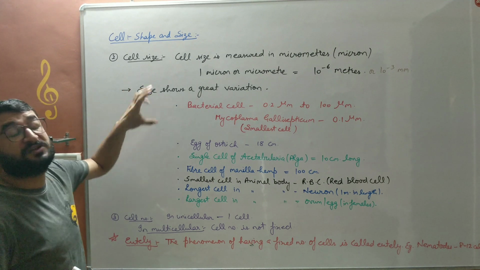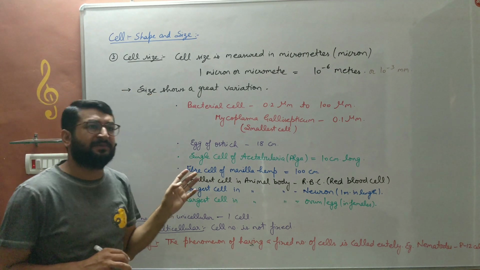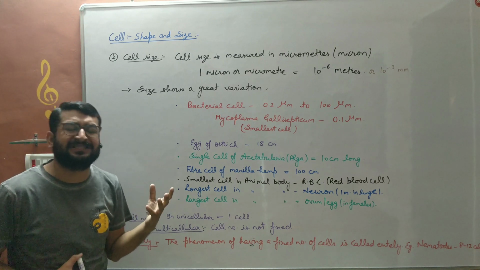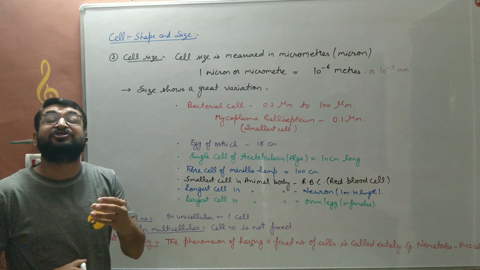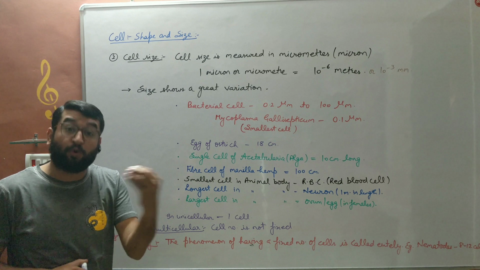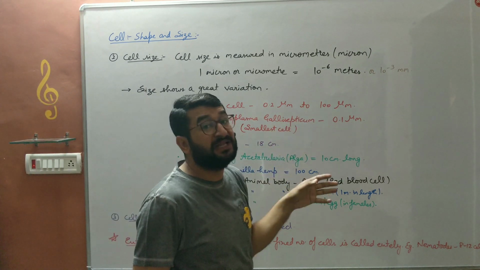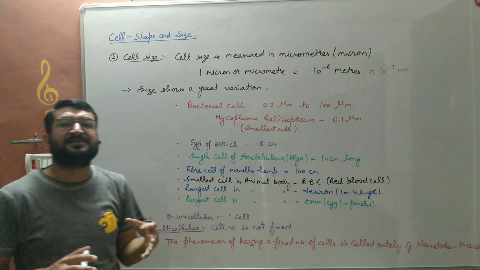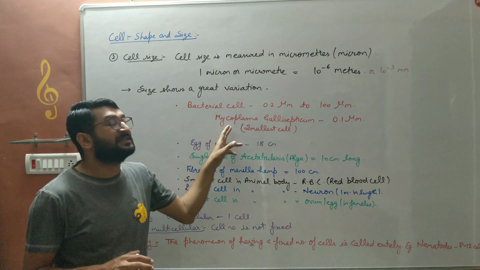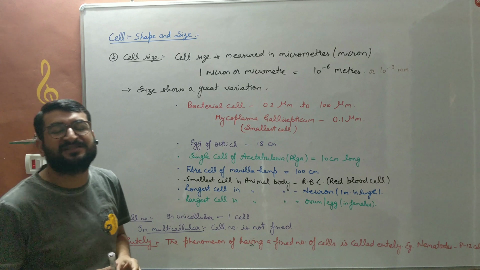The size of cells shows a great variation. For example, cells may have a very, very small size, like a bacterial cell that ranges from 0.2 micrometer to 100 micrometers. The smallest cell present on the earth is a bacterial cell named Mycoplasma gallisepticum.